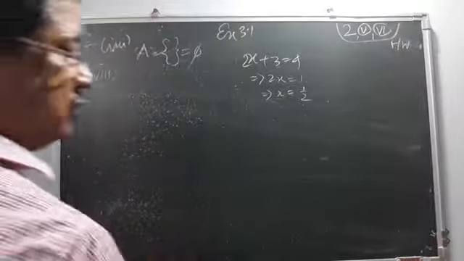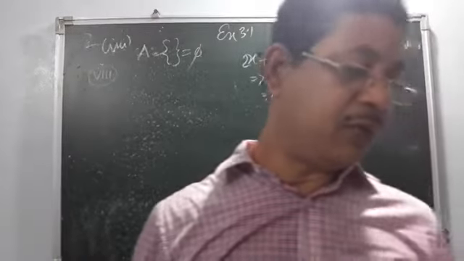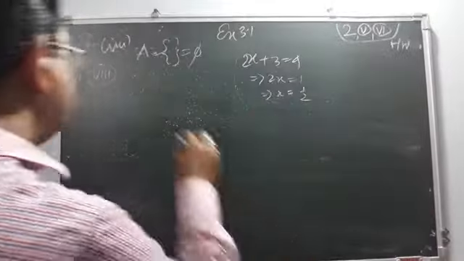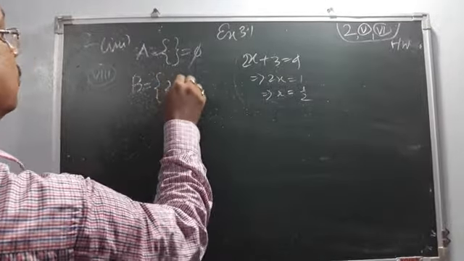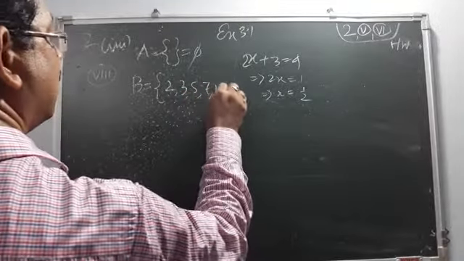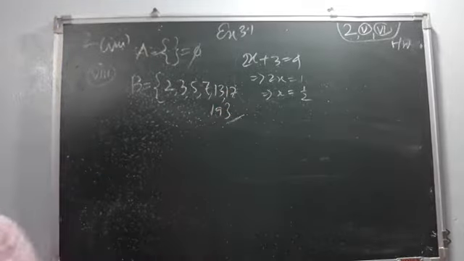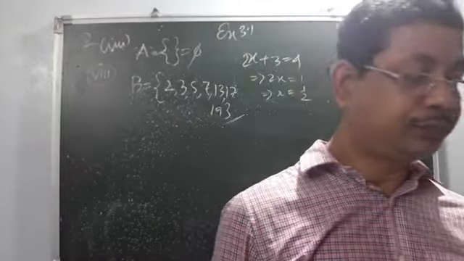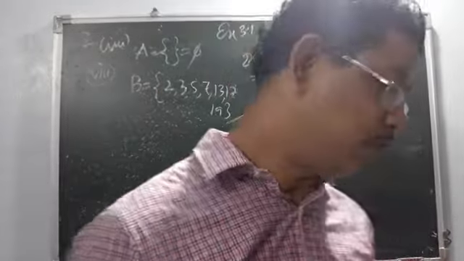And last of this question number 2, x such that x is a prime number and it lies between 0 and 20. So here it will be 0 to 20. Prime numbers are 2, 3, 5, 7, 11, 13, 17, 19. So these are the prime numbers lying between 0 to 20. Now question number 3, describe in set builder form.